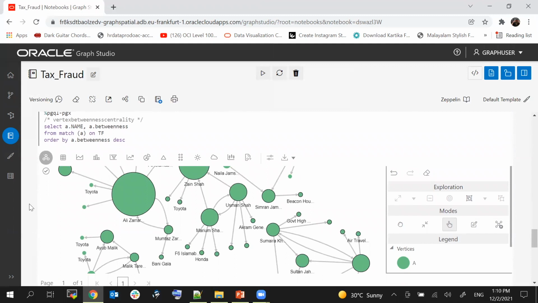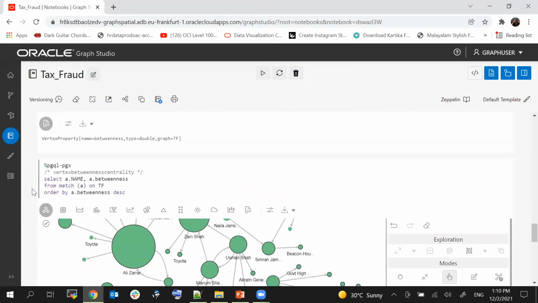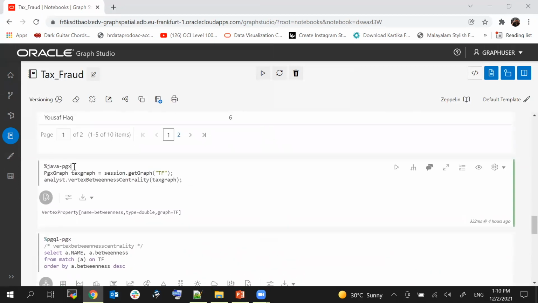So let's take a quick look at how algorithms can help you. As we can see, we have the third paragraph type here, which is %java-pgx, which enables organizations to execute built-in algorithms. There are around 61 algorithms available for organizations to leverage very powerful graph analytics using Oracle Graph Studio.